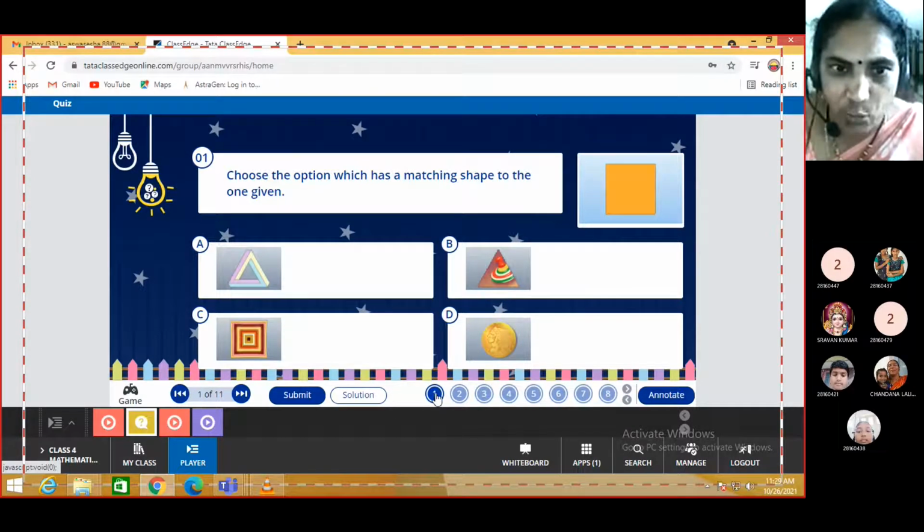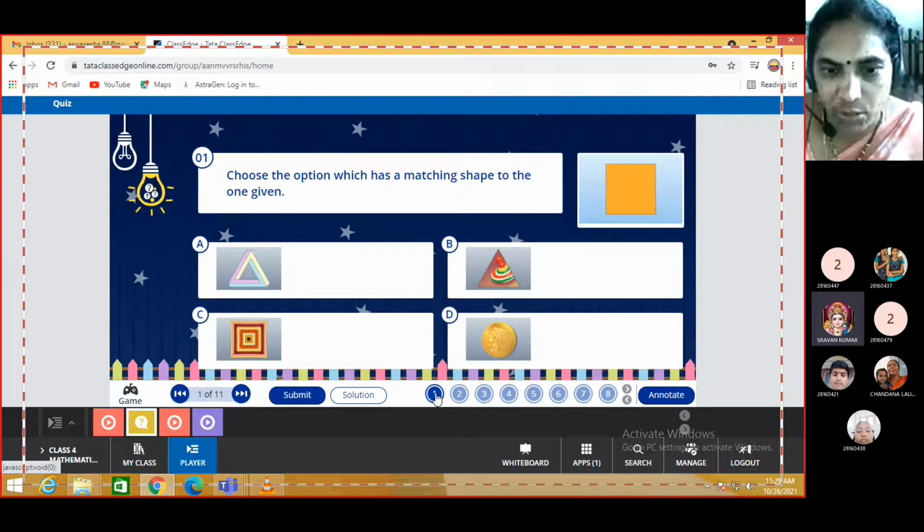Sahasra, you have to read the question. You have to read the options also. Choose the option which has a matching shape to the one given. A triangle, B triangle, C square, D sphere. Answer C, madam. Okay, let us see whether it is right or wrong. Yes, you are right.